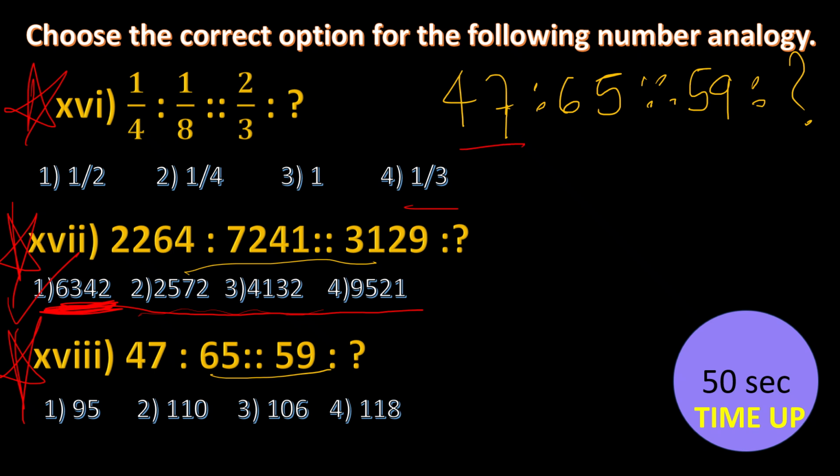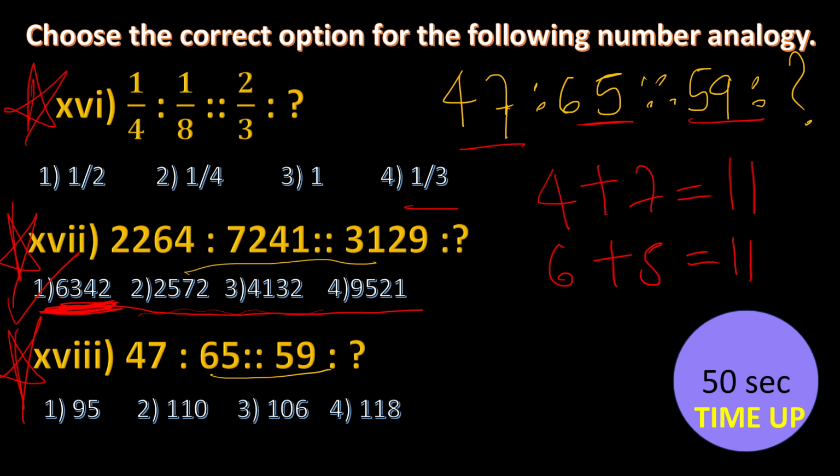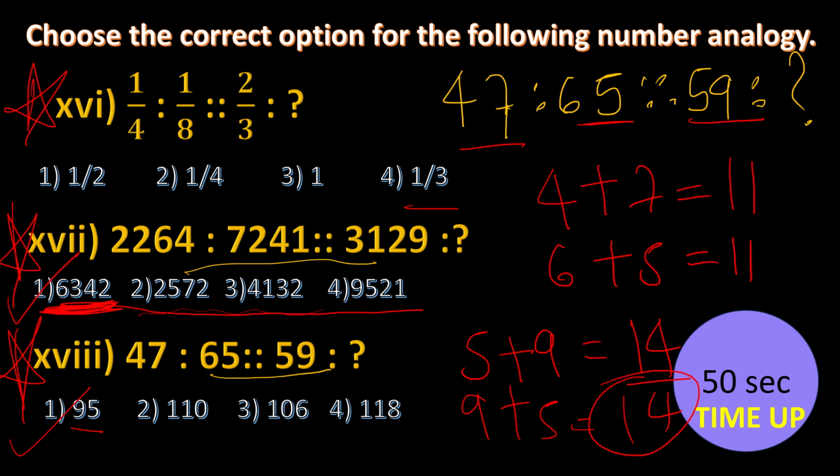So they have added between the numbers. 4 plus 7 will give you 11. So 6 plus 5 will also give you 11. Now 59, when you add 5 plus 9, how much will it give you? 14. Correct? So in the options, which number when you add within the numbers will give you the sum as 14? 95. Correct? 9 plus 5 will give you 14 as the answer. So 95 is the correct option. I hope you all got this. Okay, how to solve it.